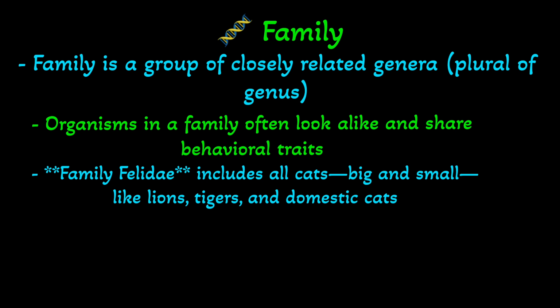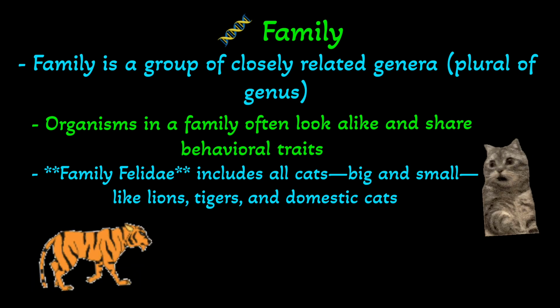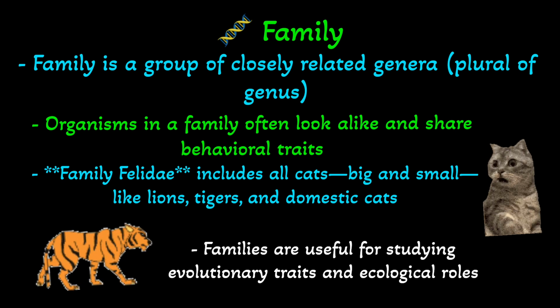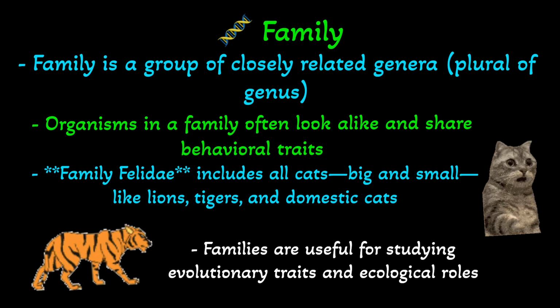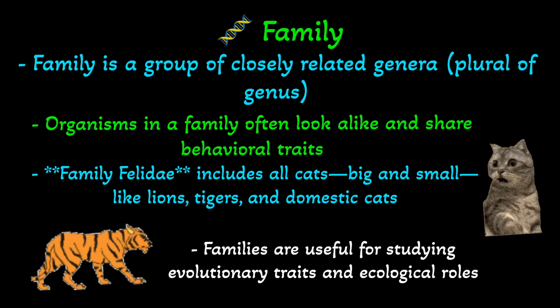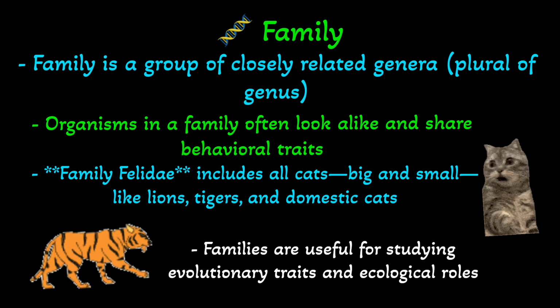For example, the family Felidae will include all the cats. The cats can range from the domestic cat to big cats also, like lions and tigers. And how are families useful? They are useful for studying the evolutionary traits and the ecological rules.